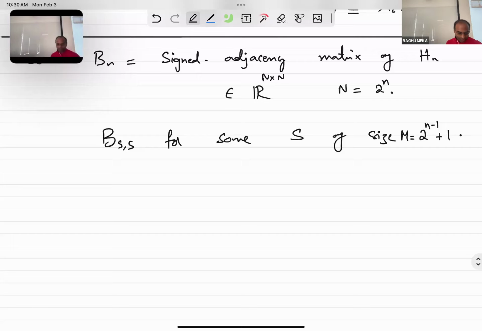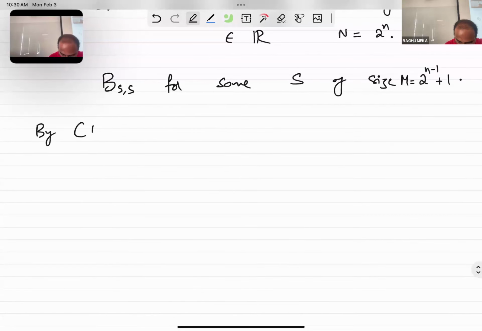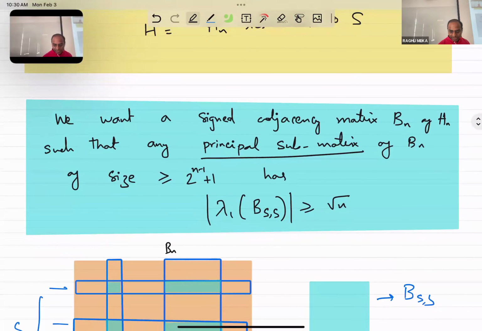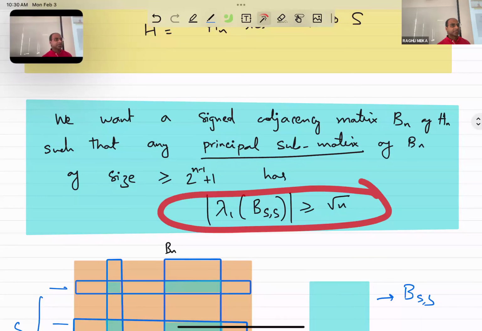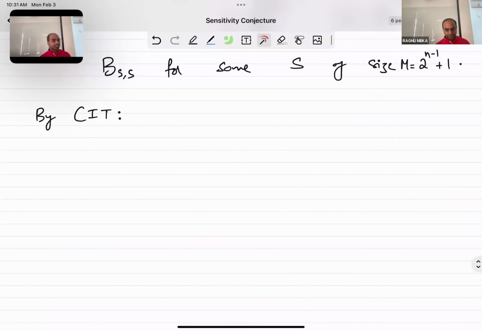So what does Cauchy's interlacing theorem tell us? By Cauchy's interlacing theorem, we do know that, and we are in some sense only interested in the largest eigenvalue of BSS. We don't care about all the eigenvalues because we just want to say that no matter which submatrix you take, the largest eigenvalue is still somewhat big. Cauchy's interlacing theorem tells you a lot more, but I just need one. So let's focus on that.